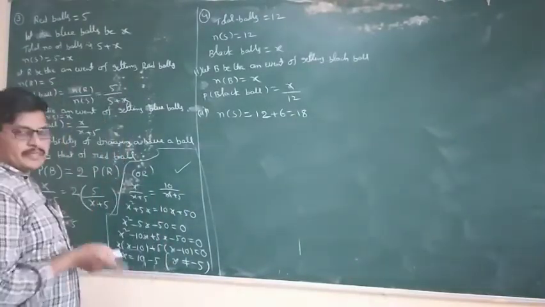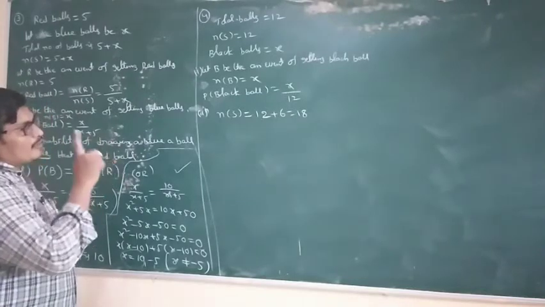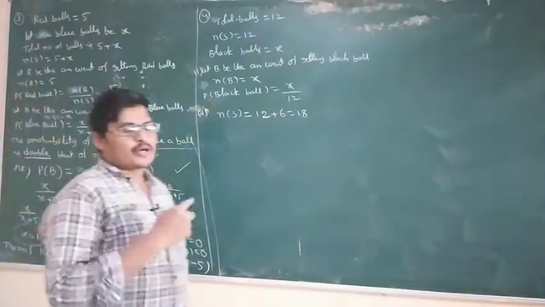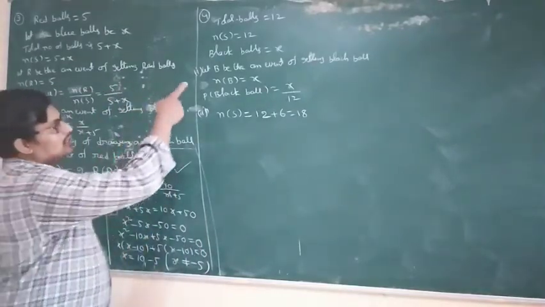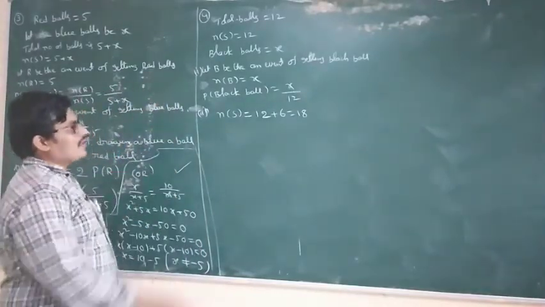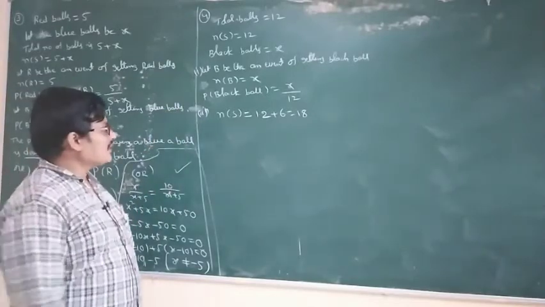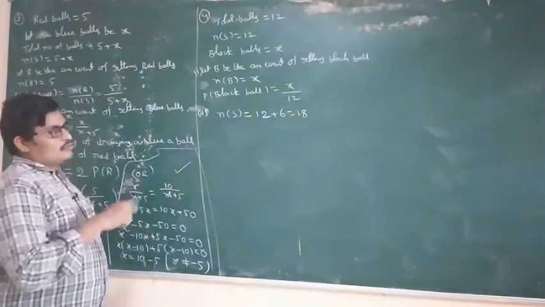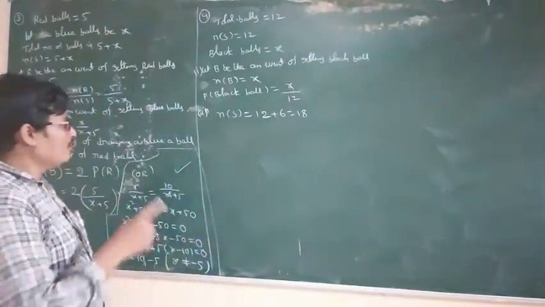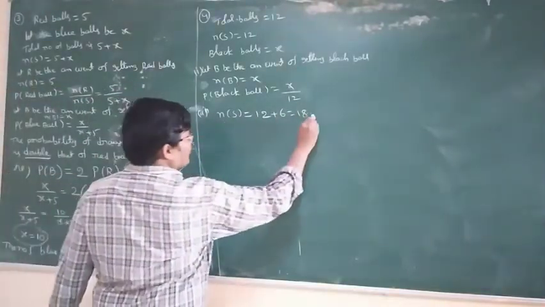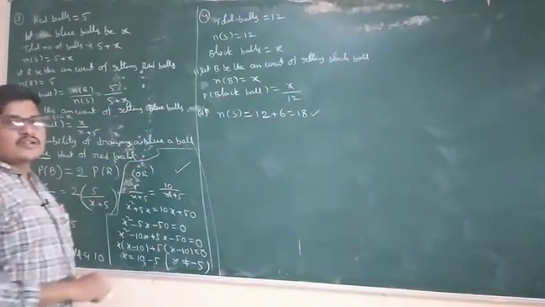First bit to second bit. First bit, probability of getting a black ball; second bit, probability of getting a black ball. So first bit is simply 12 balls, in the 12, x balls are black, x by 12. The second bit is 6 more black balls are put in the box. So totally 18. Total balls 18.